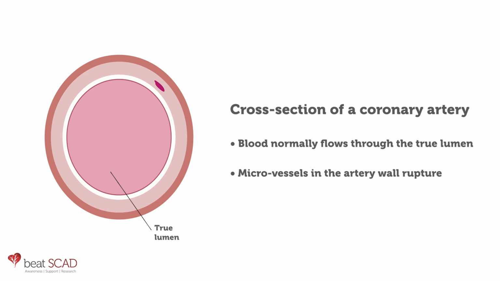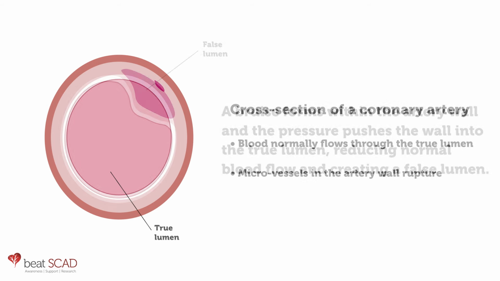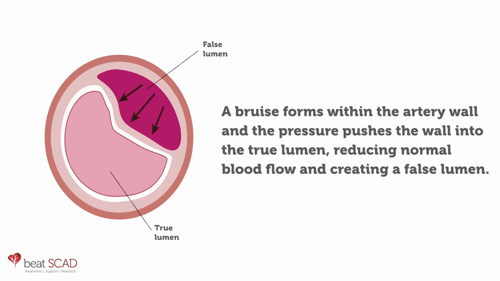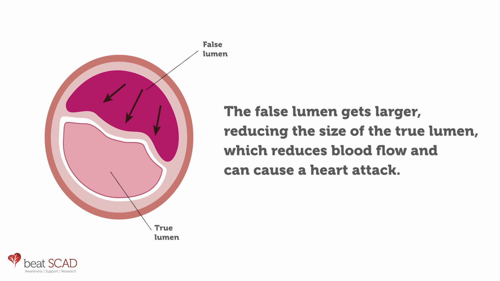Here we see a coronary artery in cross-section, showing how a SCAD begins with a bleed between the layers of the artery wall. Sometimes, as the pressure builds up, the bruise tracks along the artery wall.